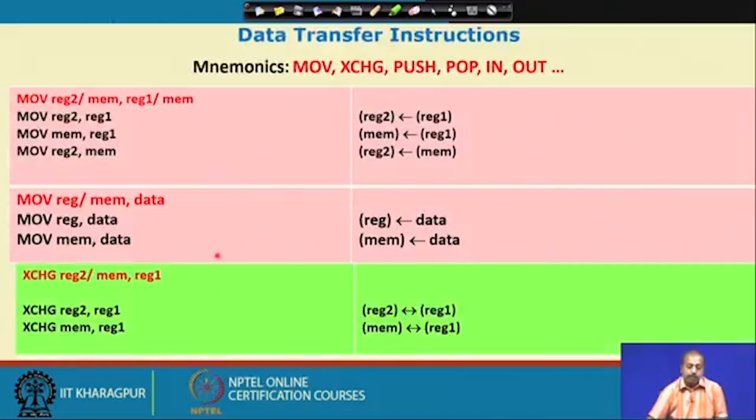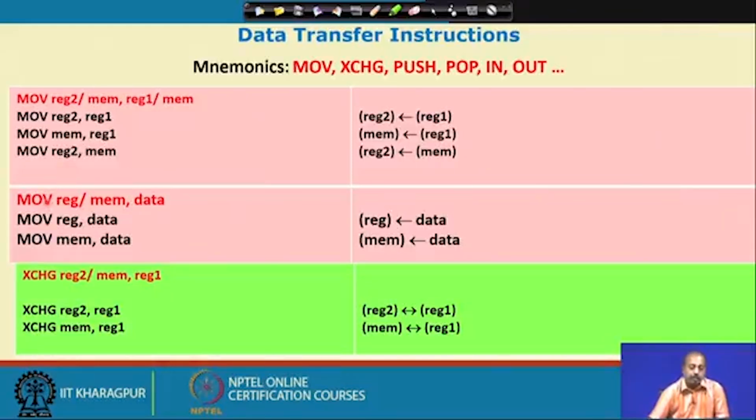If you look into different categories of data transfer instructions, in the first category we have move, where the first operand and second operand can be a register or a memory. So, move register 2 comma register 1: register 2 gets register 1. Move memory comma register 1: memory gets the content of register 1. Or move register 2 comma memory: from memory it comes to register 2. As I was telling, there is no instruction like move memory comma memory. So, we cannot have both the operands as memory.